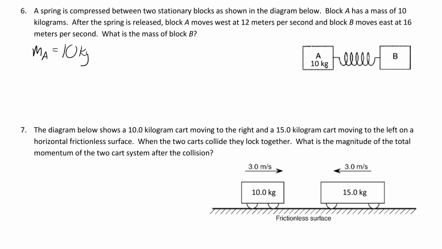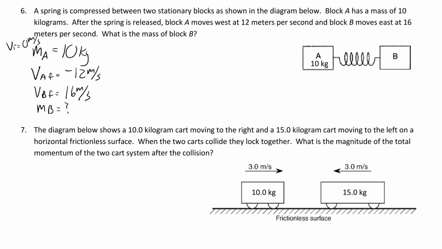After the spring is released, block A moves west at 12 meters per second. So VAF equals negative 12 meters per second because it's going to the left. And block B moves east, so VBF is 16 meters per second. What is the mass of block B? So MB is equal to question mark. And they're stationary, so technically we know that VI is equal to 0 meters per second. So that was in there too.